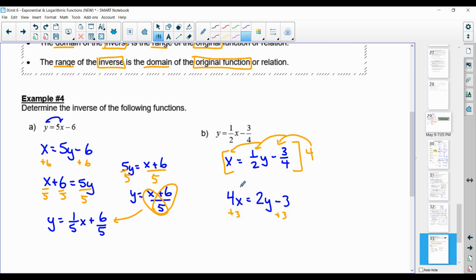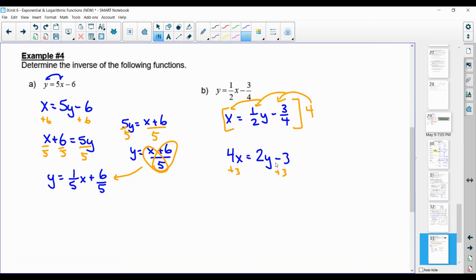Now, if you hadn't got rid of the fractions, because these happen to be nice decimals, you would still be able to get to your answer. But if these fractions were like repeating decimals, like 1/3 or 2/3, you definitely want to get rid of those fractions. So adding 3 to both sides, I now have 4x plus 3 equals 2y. Getting y by itself, we divide by 2. And that gives me 4 over 2, which is 2x, plus 3 over 2 equals y. So rewriting that, that gives me y equals 2x plus 3 over 2.